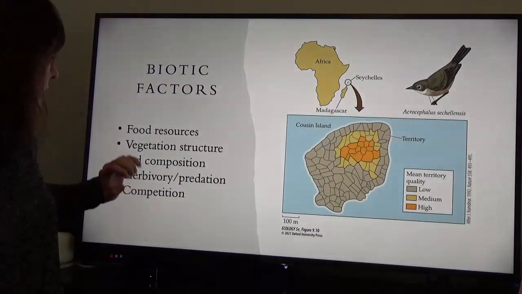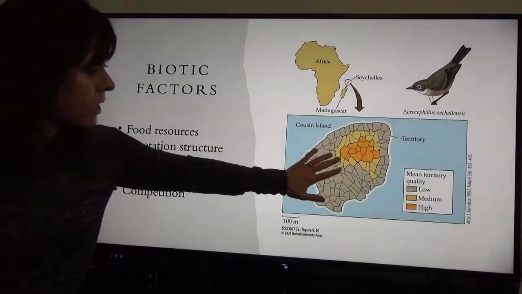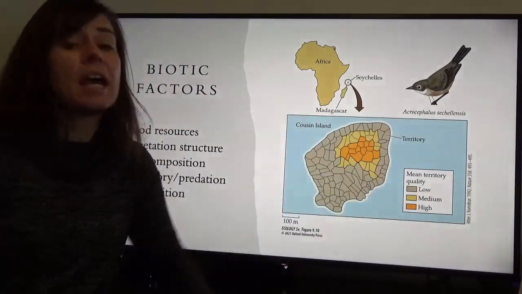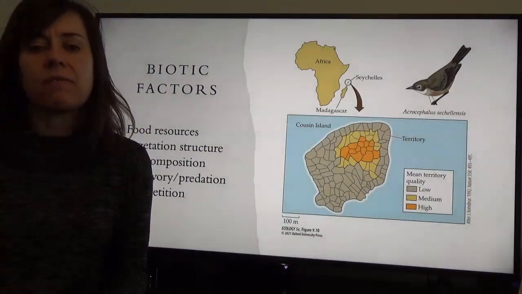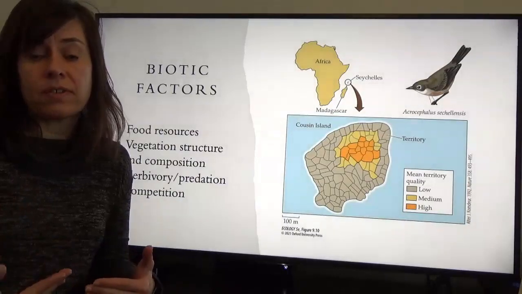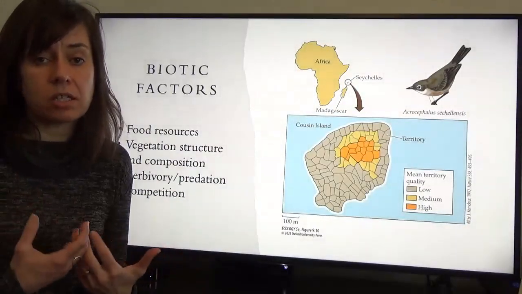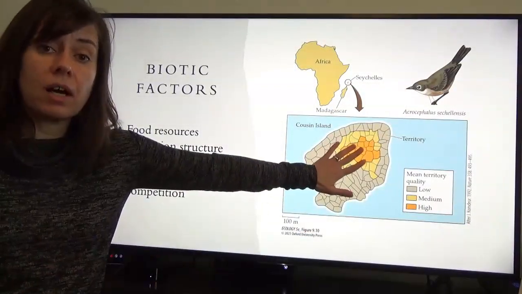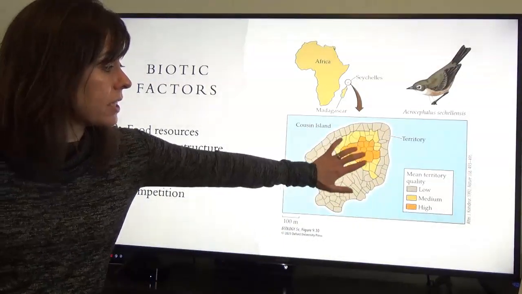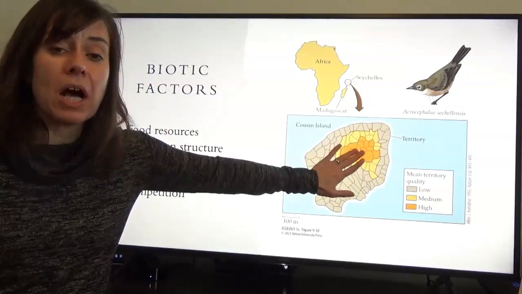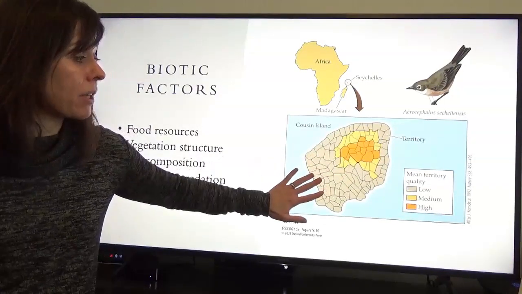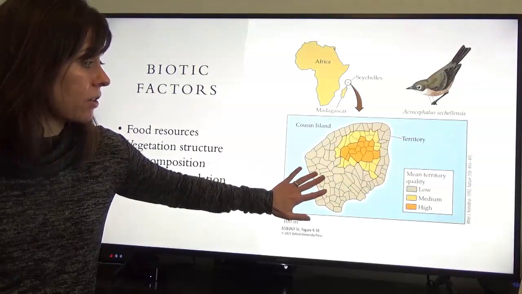Now, what you also see in this map is territory quality, and this has to do with the availability of food resources. These warblers feed on insects, and so it really has to do with the availability of those preferred insect species on which they feed. And so in these darker yellow areas, we have a high mean territory quality. In the lighter brown areas, it's a low mean territory quality.